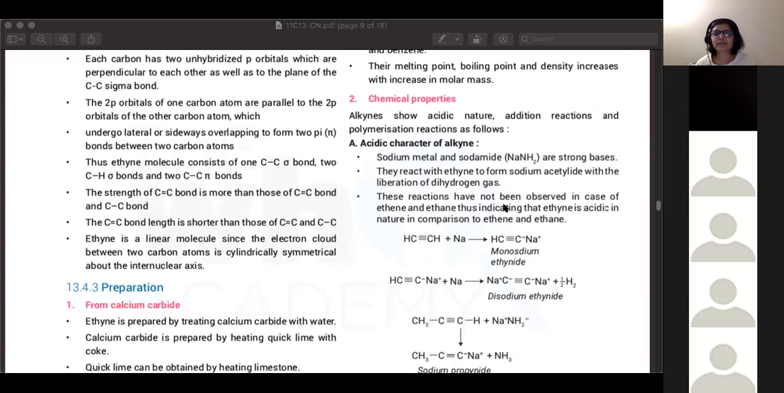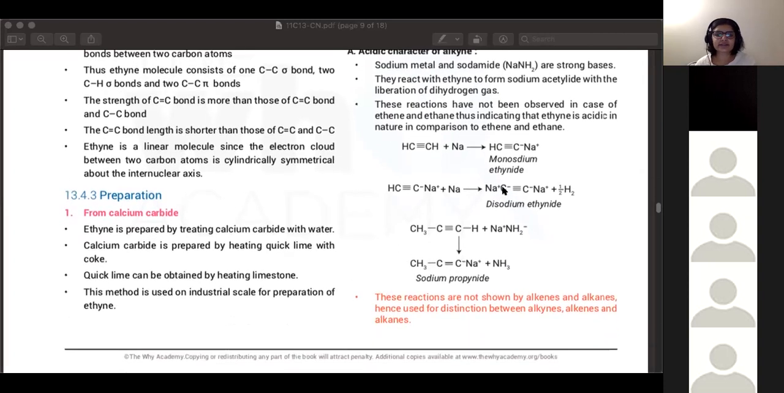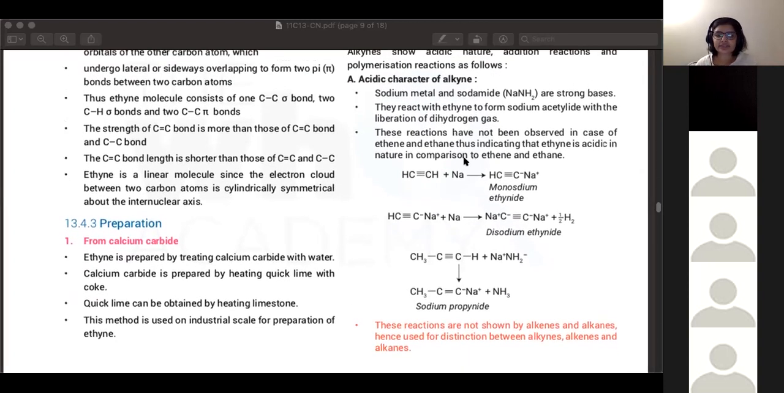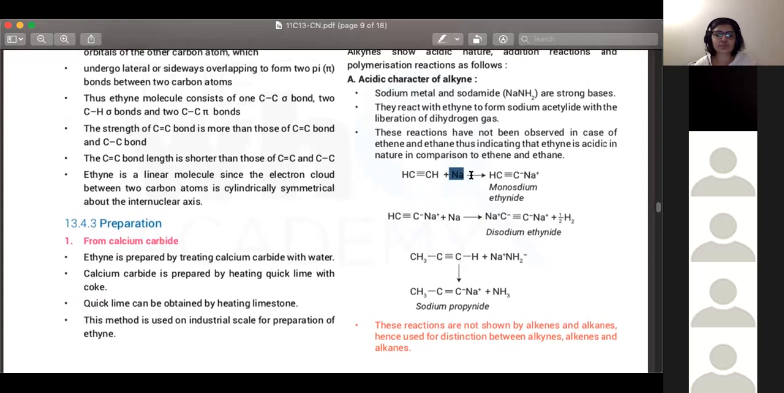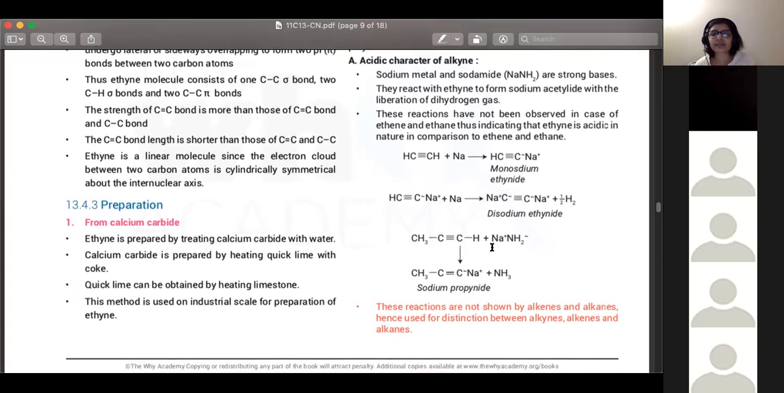All right. So acidic character means again the same reactions as what you see with acids. They react with metals to displace hydrogen gas. Then they react with basic substances like NaNH2. Again, hydrogen is replaced, so you form this salt.